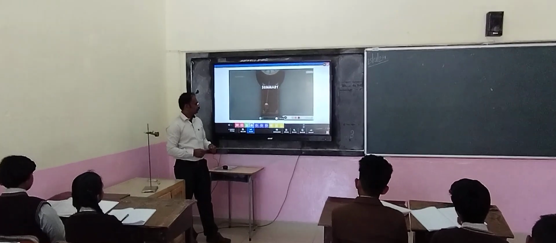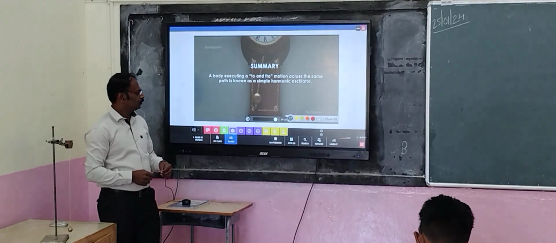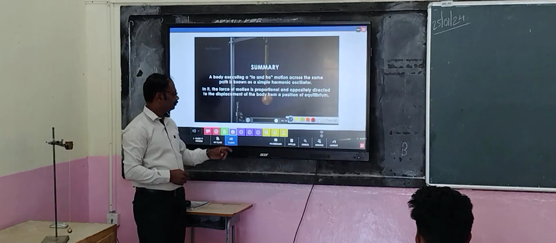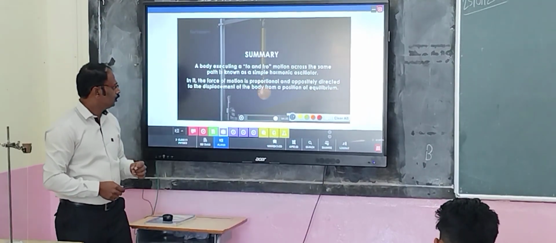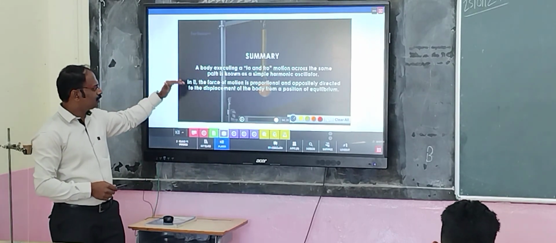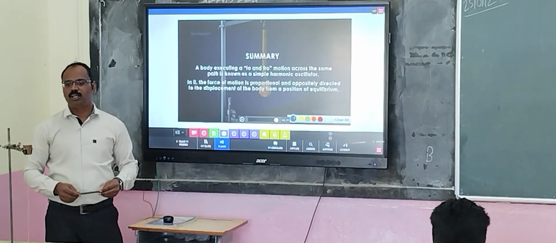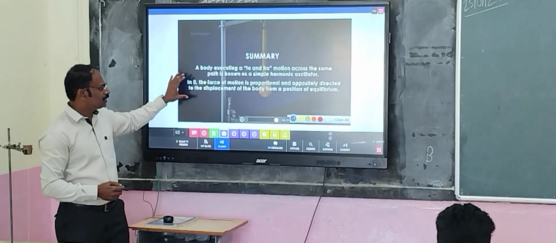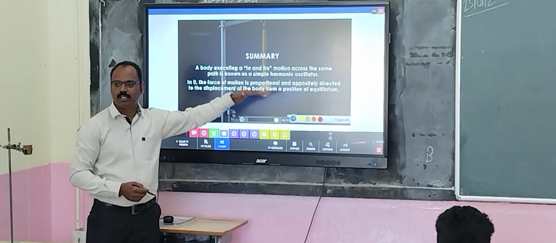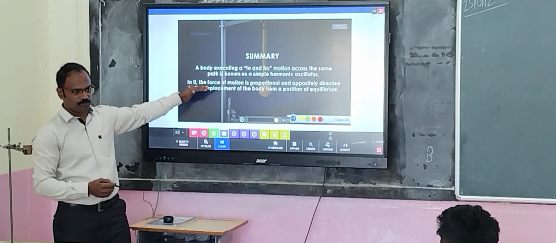Summary. A body executing a to and fro motion across the same path is known as a simple harmonic oscillator. In it, the force of motion is proportional and oppositely directed to the displacement. So this is the definition for simple harmonic motion. That is, a body executing a to and fro motion across the same path is known as a simple harmonic oscillator. And this is the condition for simple harmonic oscillation: the force of motion is always proportional to the displacement of the body from its equilibrium position.